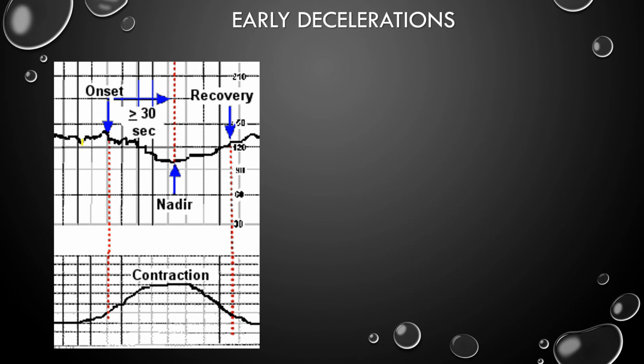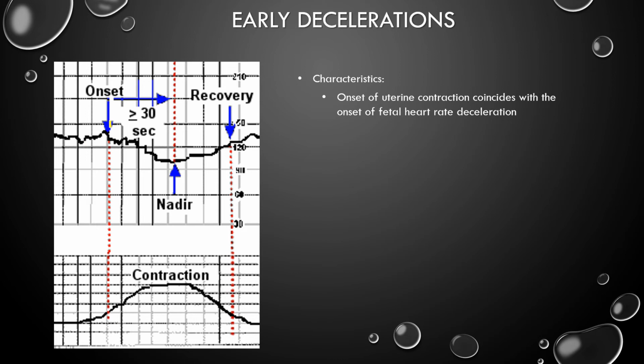So in early decelerations, the fetal heart rate curve descends pretty proportionally to how the uterine contraction curve ascends and comes back to baseline. So let's talk about this. The onset of uterine contraction coincides with onset of fetal heart rate deceleration. You see the contraction right here starts, and you also have the start of the deceleration. So that's a very key feature.